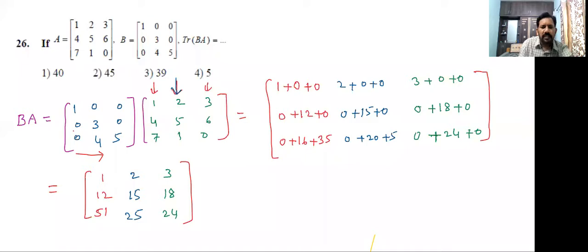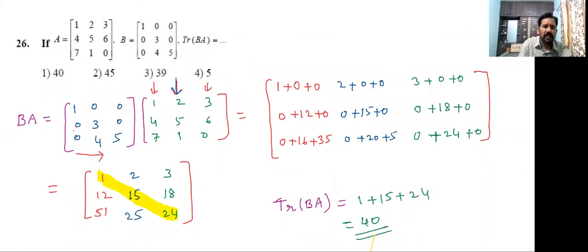BA matrix. Then what do we need to find? Trace of BA. What is the formula? Sum of principal diagonal elements. What are the principal diagonal elements? These only. Add those values: 1, 15 plus 24. How much, students? 40. 40 is the answer. First option correct.